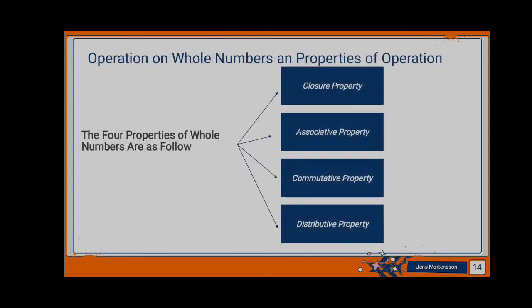Next, the four properties of whole numbers are as follows. First, closure property. Second, associative property. Third, commutative property. And fourth, distributive property.